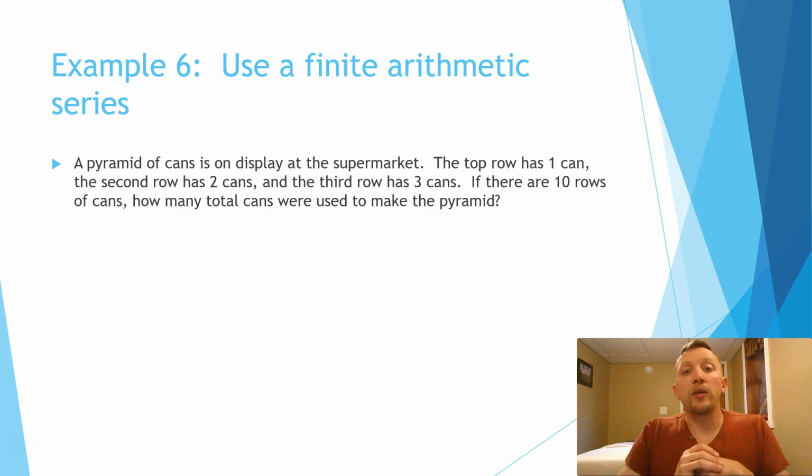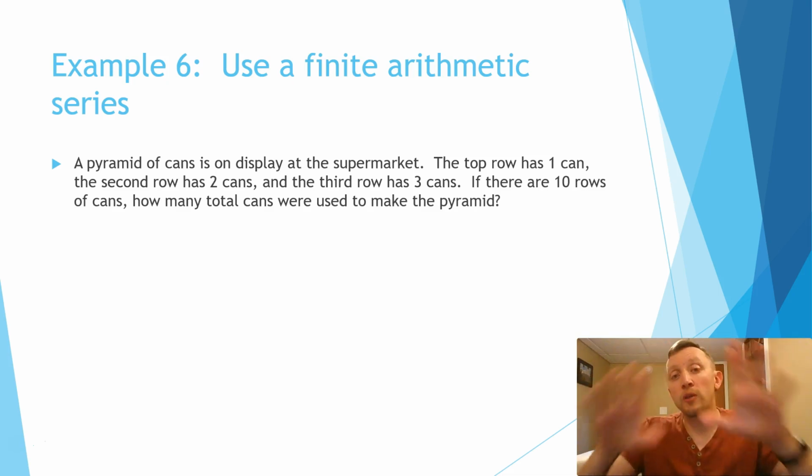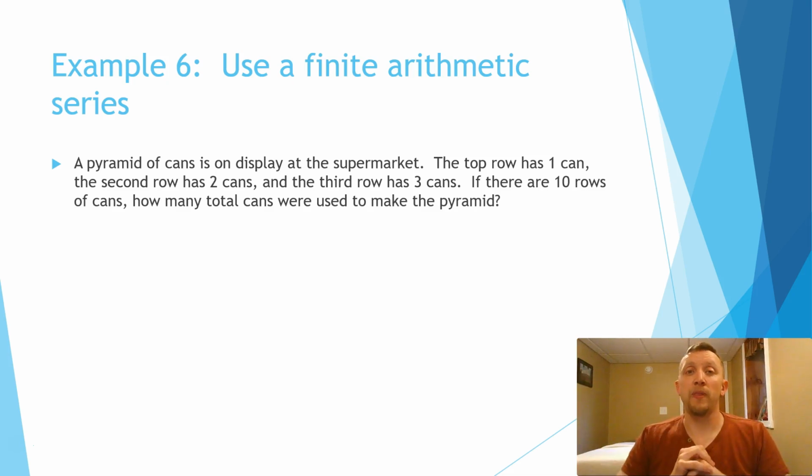Now let's figure out how we can use this for a story problem. It says a pyramid of cans is on display at the supermarket. The top row has 1 can, the second row is 2 cans, and the third row is 3 cans. If there are 10 rows of cans, how many total cans were used to make the pyramid?